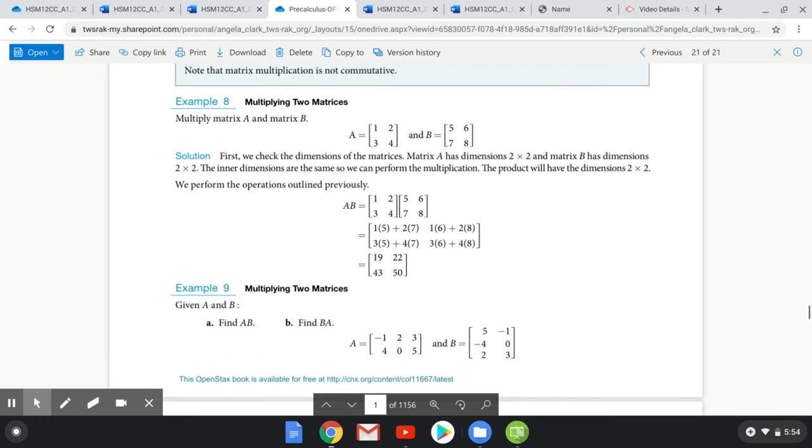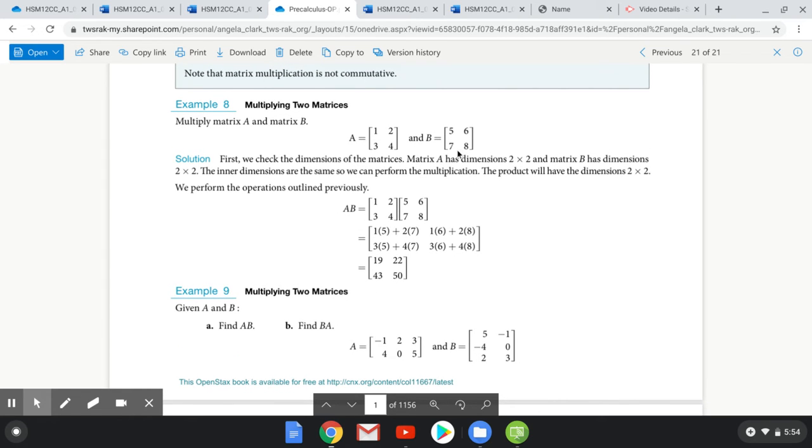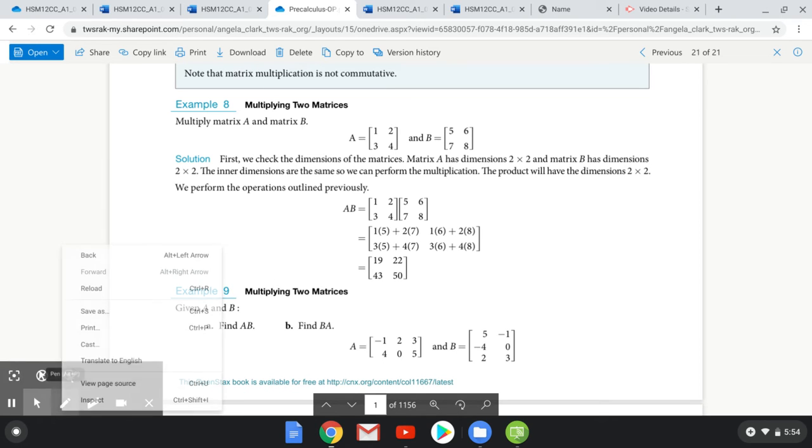Okay, so let's do an example. So this is a 2 by 2 matrix. These are both 2 by 2 matrices. So this has 2 columns and this has 2 rows. So I can, in fact, do this multiplication. And I'm going to get a 2 by 2 matrix as a result. So let's go ahead and do this.